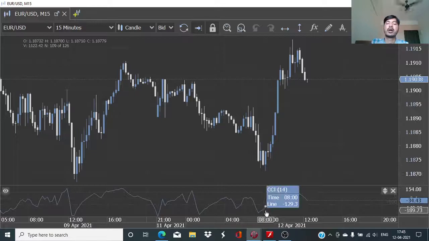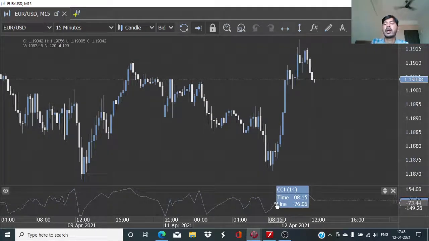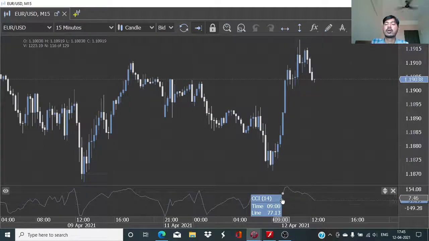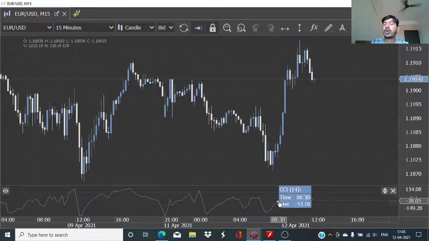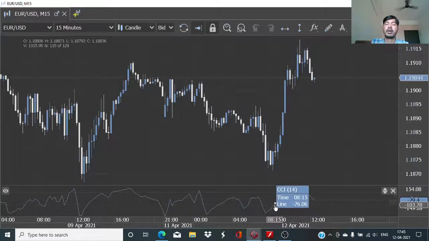So provided the other two conditions are in place, whenever we see that the momentum has started to shift from bearish to bullish, the output value will be the guiding factor here. Whenever we see that the CCI output has climbed above the zero level, that will be the moment to look for the initiation of the buy trade.